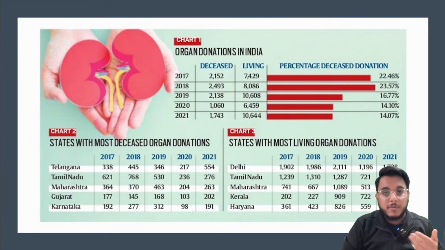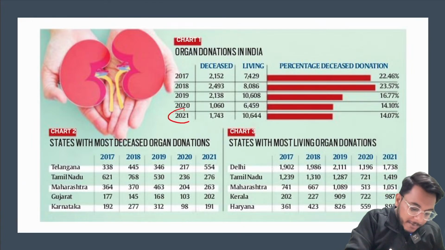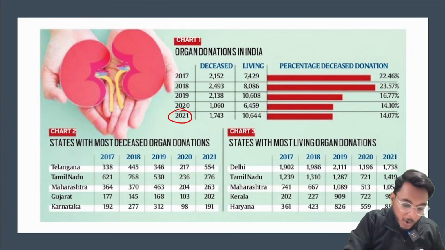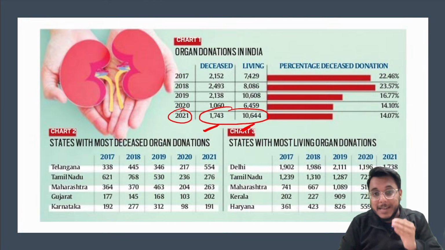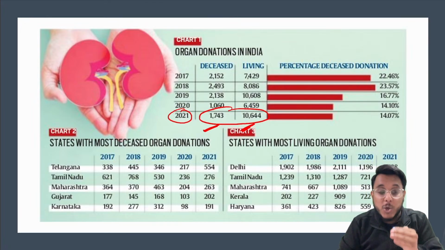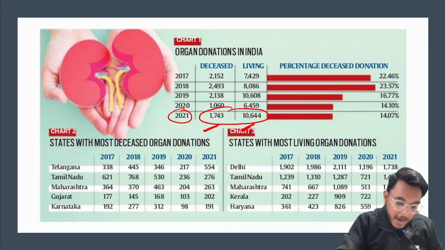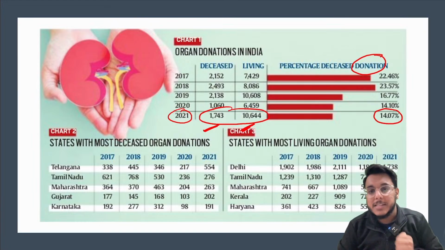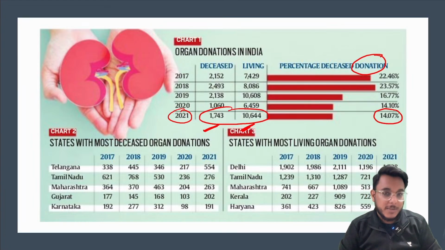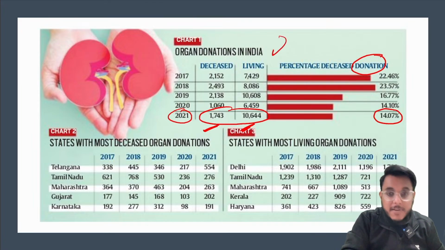So what is the trend of organ donation in India? As per the government data, in 2021, these many organ donations have been done. Basically these are the deceased donations and these are the living organ donations, and we found that the majority of donations happening in India are living donations, or donations from a living person. In fact, deceased donation in 2021 was just around 14.07%. So the majority of donations, is it clear or not? We can say that around 86% of donations happening are living donations.